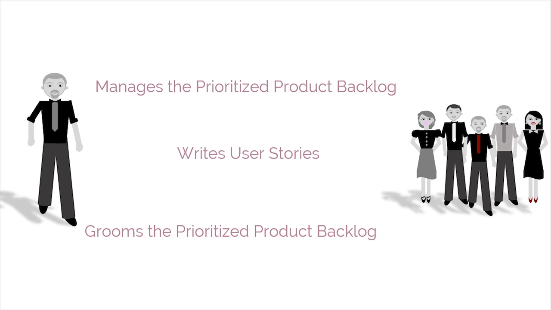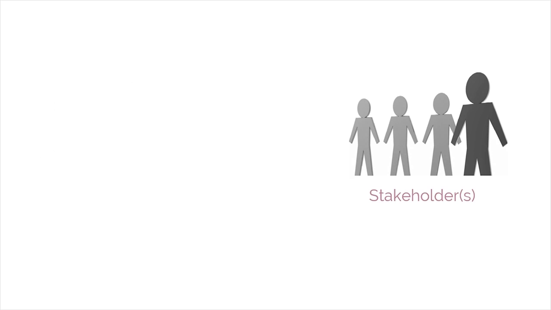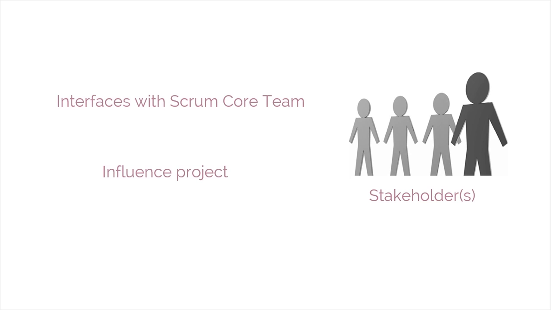Next source of input is the stakeholder. Stakeholder, which is a collective term that includes customers, users, and sponsors, frequently interface with the Scrum core team and influence the project throughout the product development process. It is for the stakeholders that the project produces the collaborative benefits. The stakeholders can be any of the following.